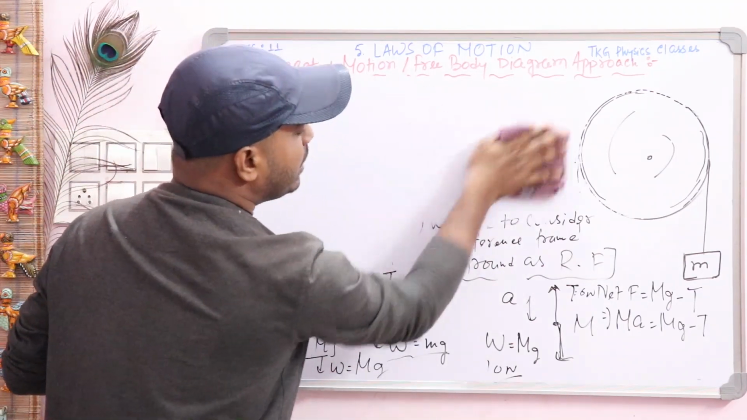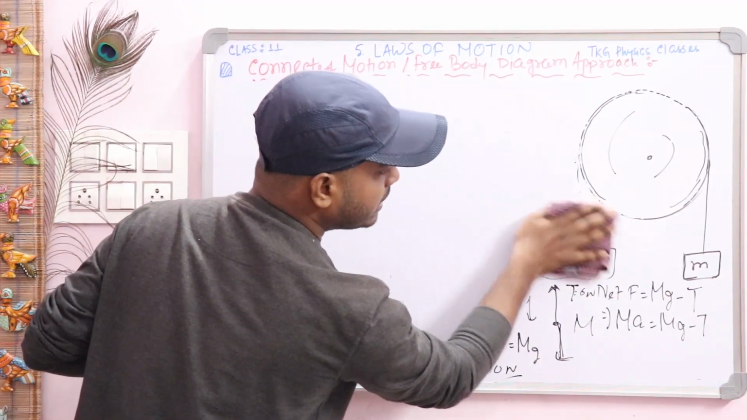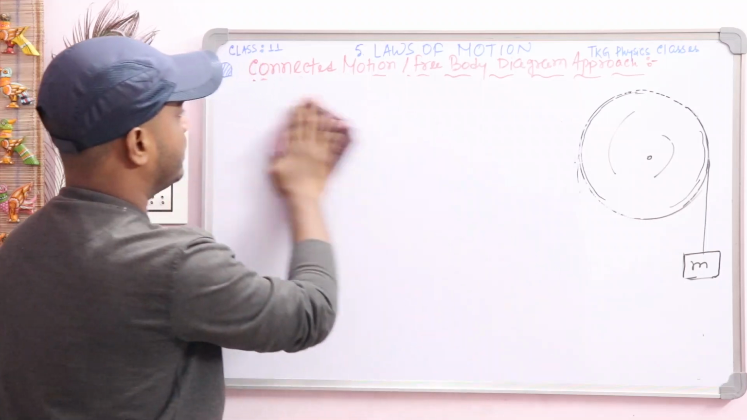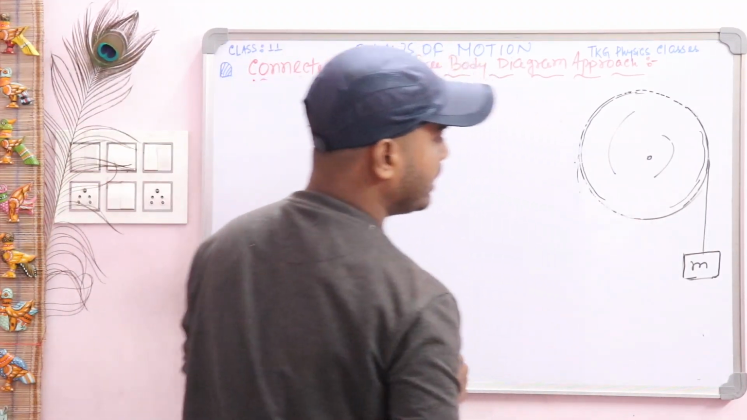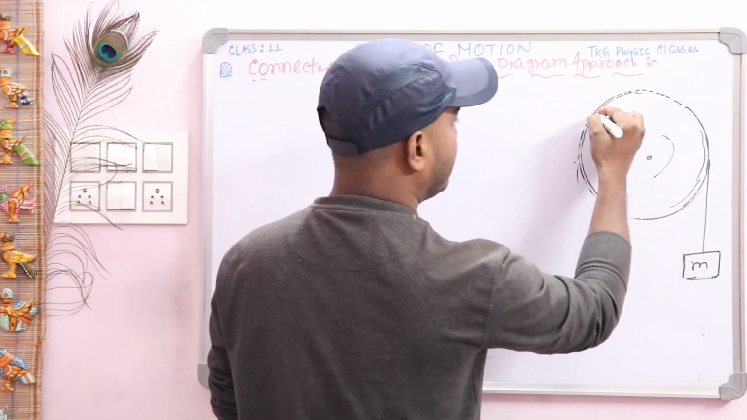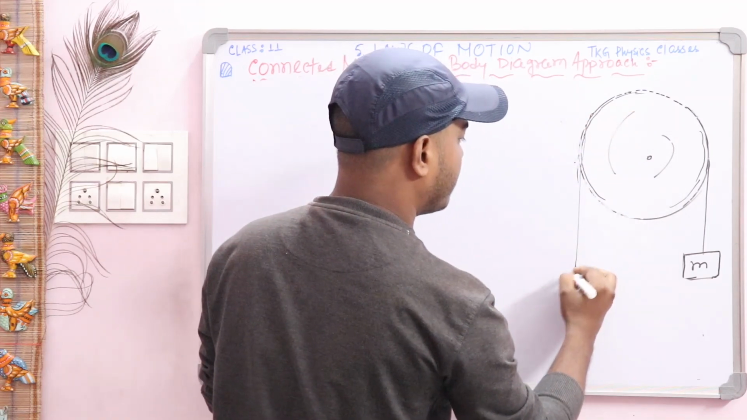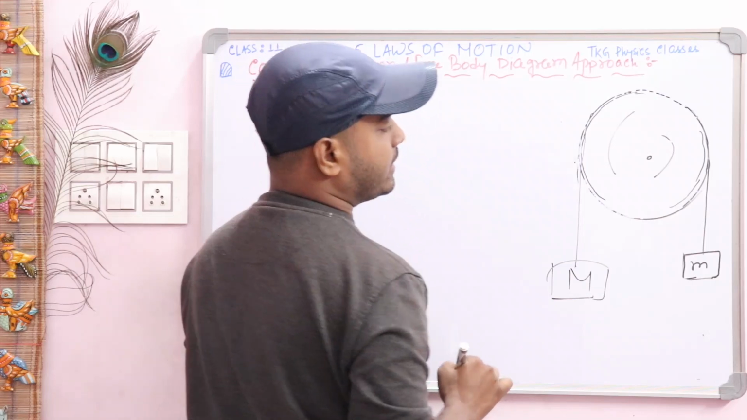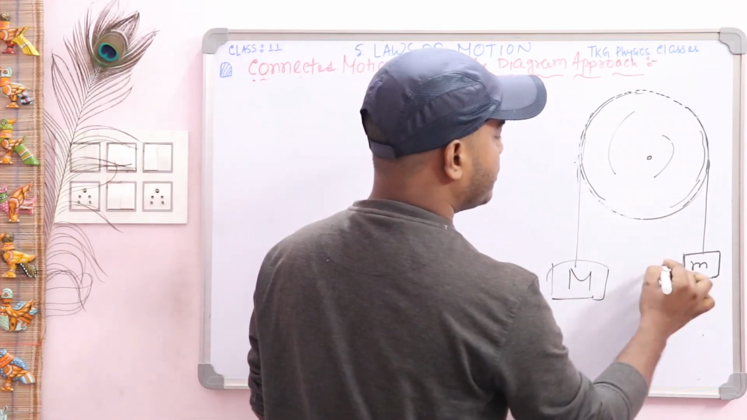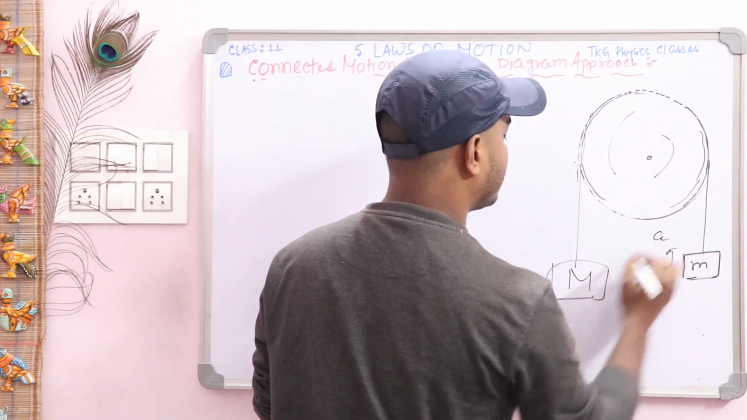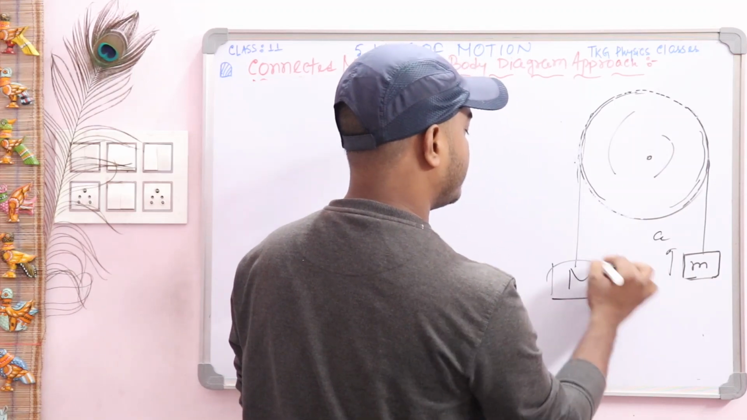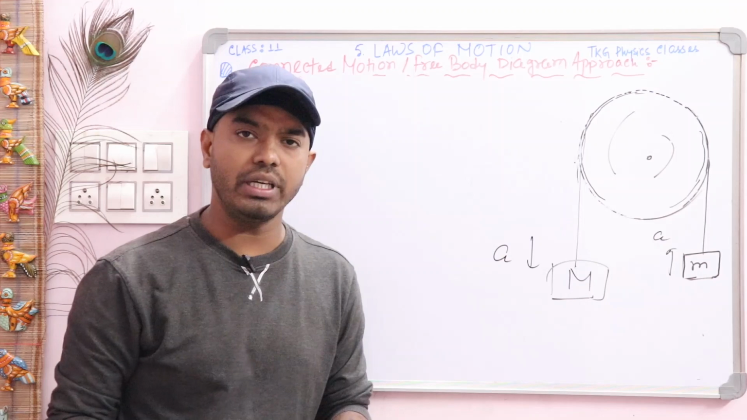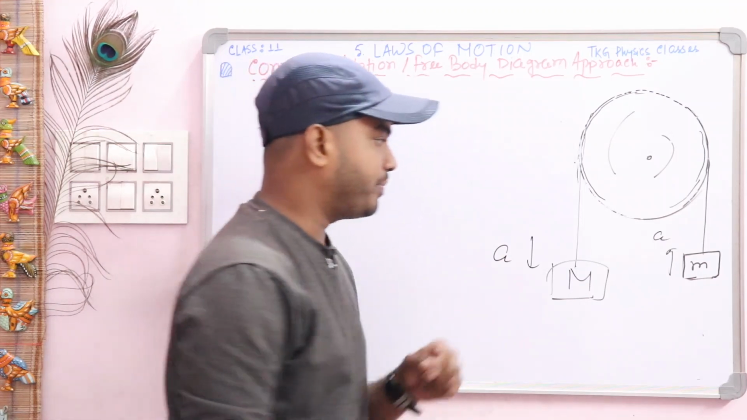Here, with the help of a pulley, there are two bodies of mass small m and capital M. You see there is a body of mass small m and there is another body of mass capital M connected. Now suppose this body is moving in the upward direction and this body is moving in the downward direction with a common acceleration A. Okay, the string and acceleration are the same.